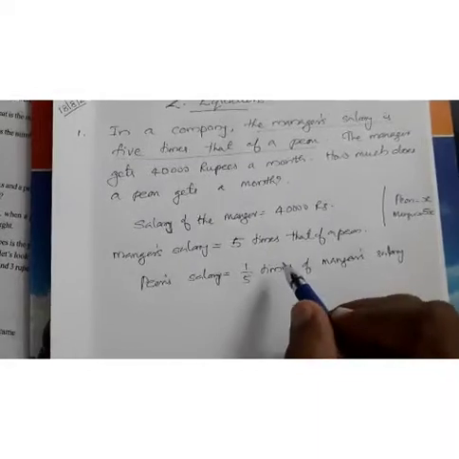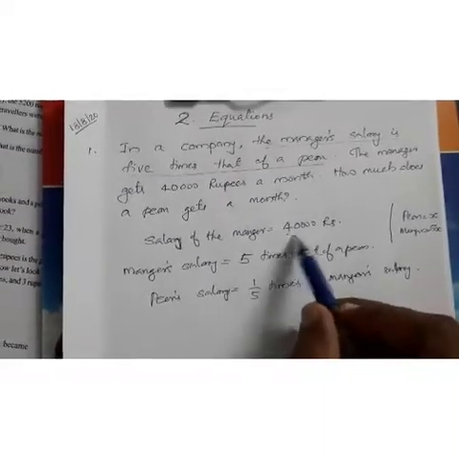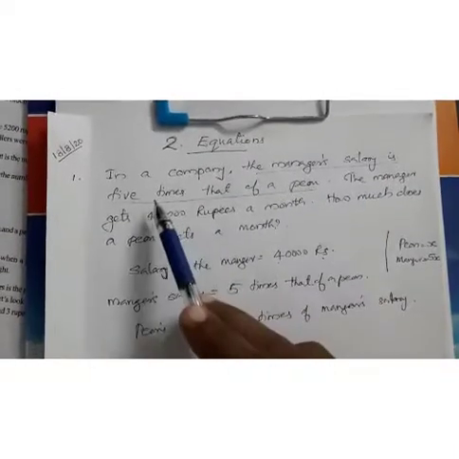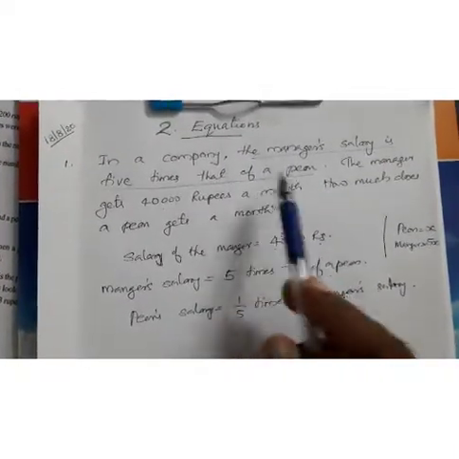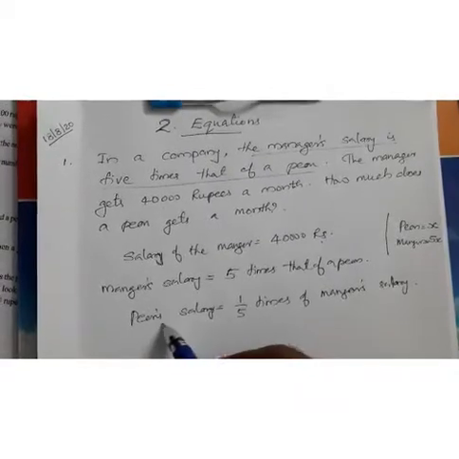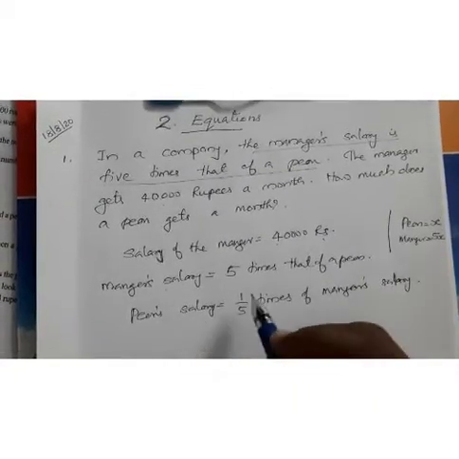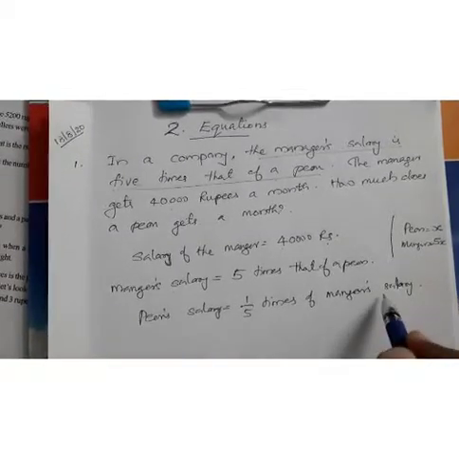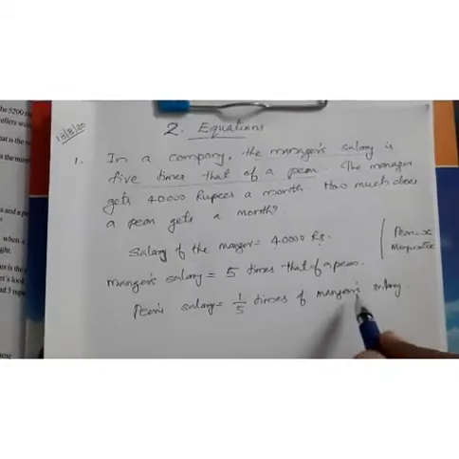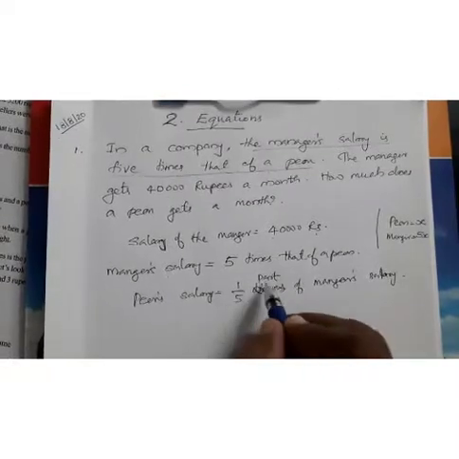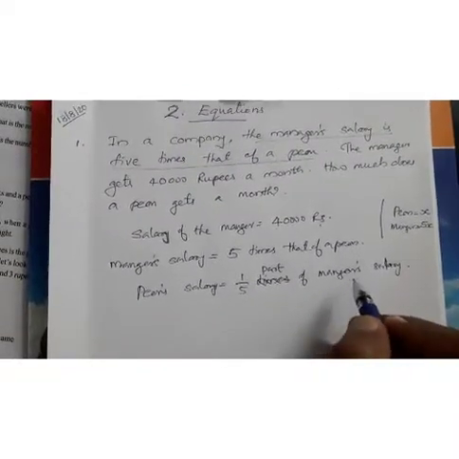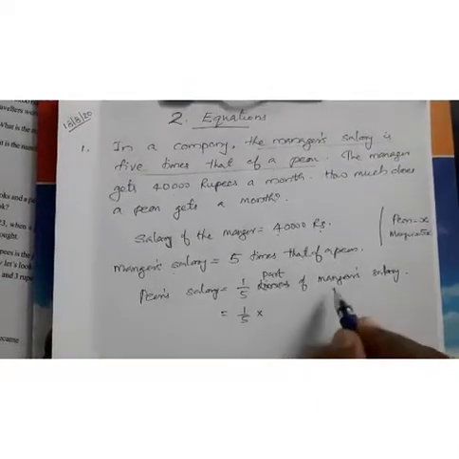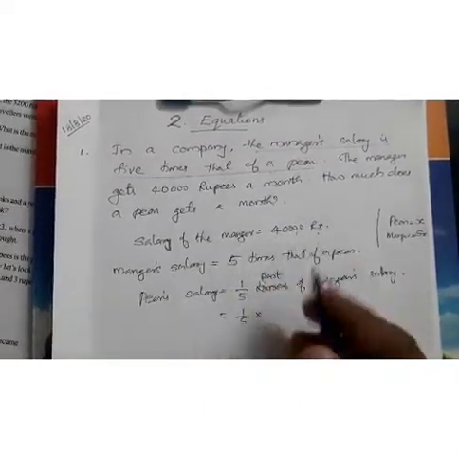Okay. Manager's salary is given as 40,000, and it is given that the manager's salary is 5 times that of peon. So if we find out the peon's salary, it should be 1 by 5 part of the manager's salary. 1 by 5 part of the manager's salary. So 1 by 5 part of what? The manager's salary is given as how much?